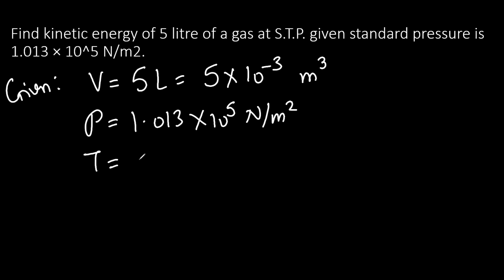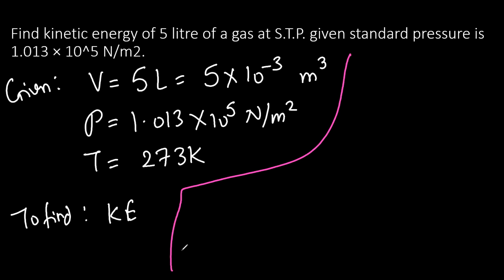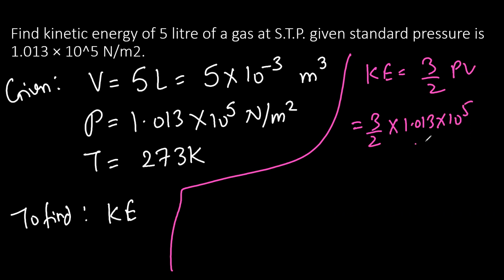And S.T.P दिया, so temperature is 273 Kelvin. And क्या find out करना? We need to find the kinetic energy. So what is the formula of kinetic energy? Simple. Kinetic energy is 3/2 PV. So what is P? 1.013 into 10⁵. And what is volume? 5 into 10⁻³.